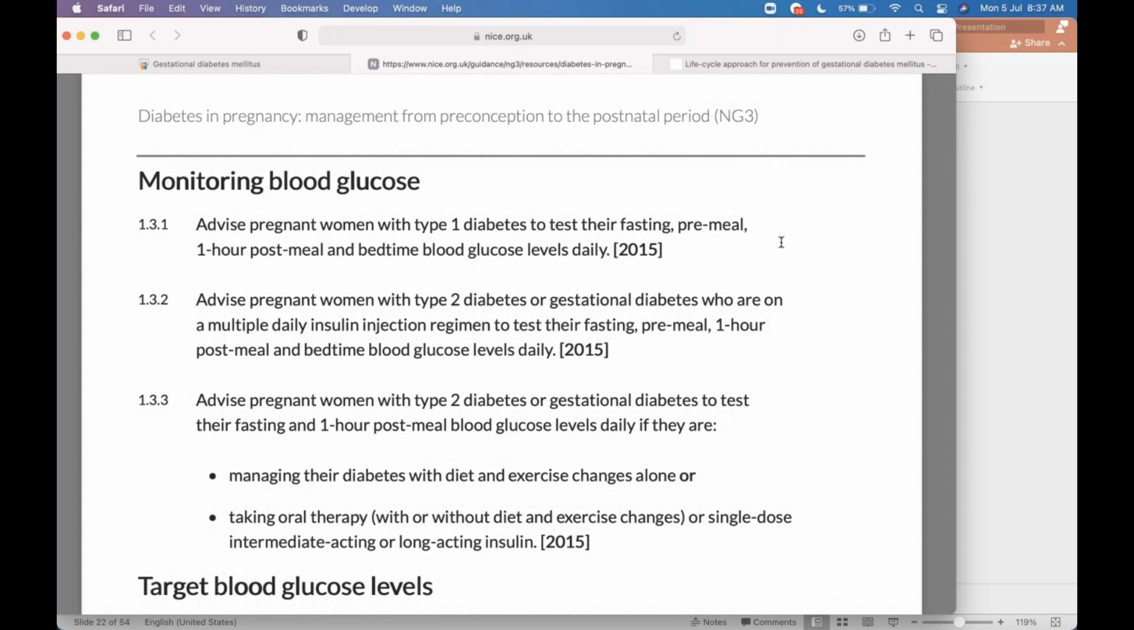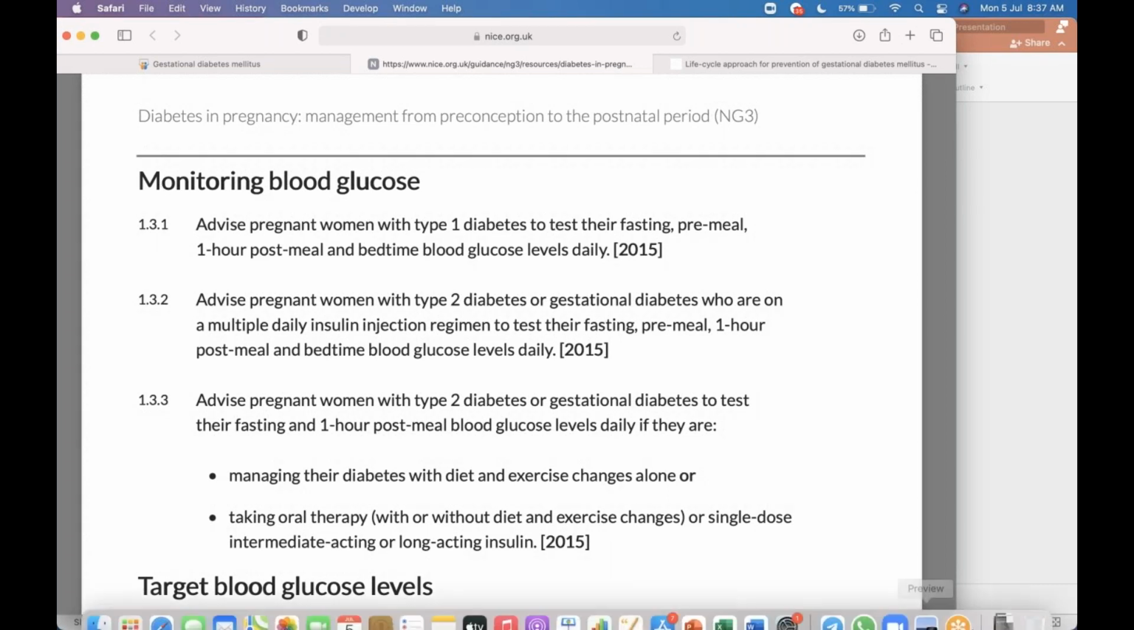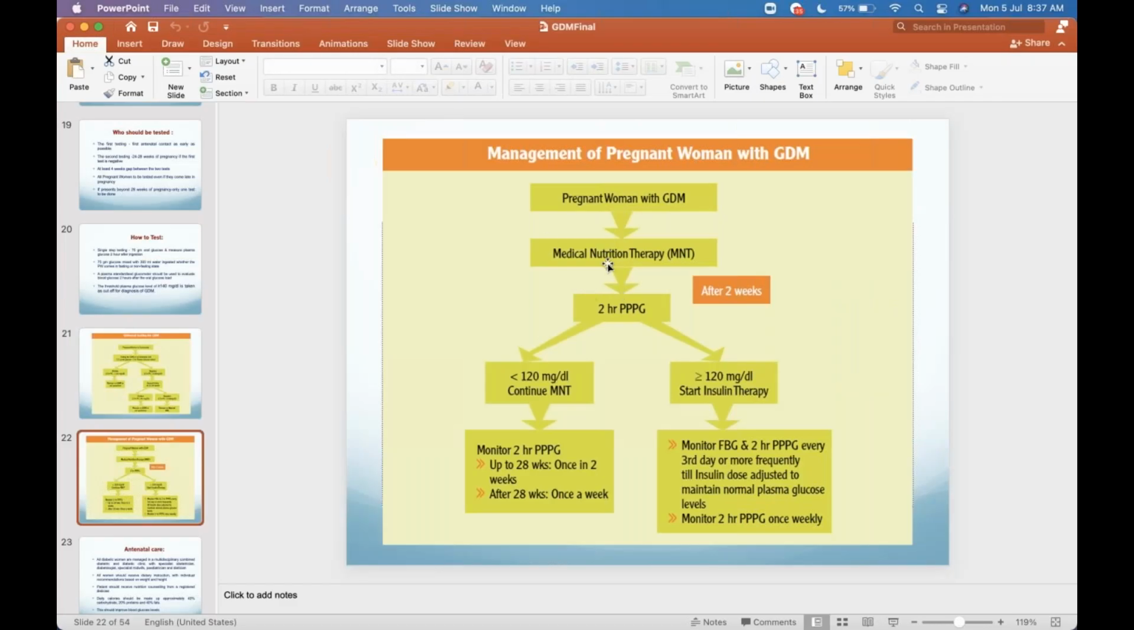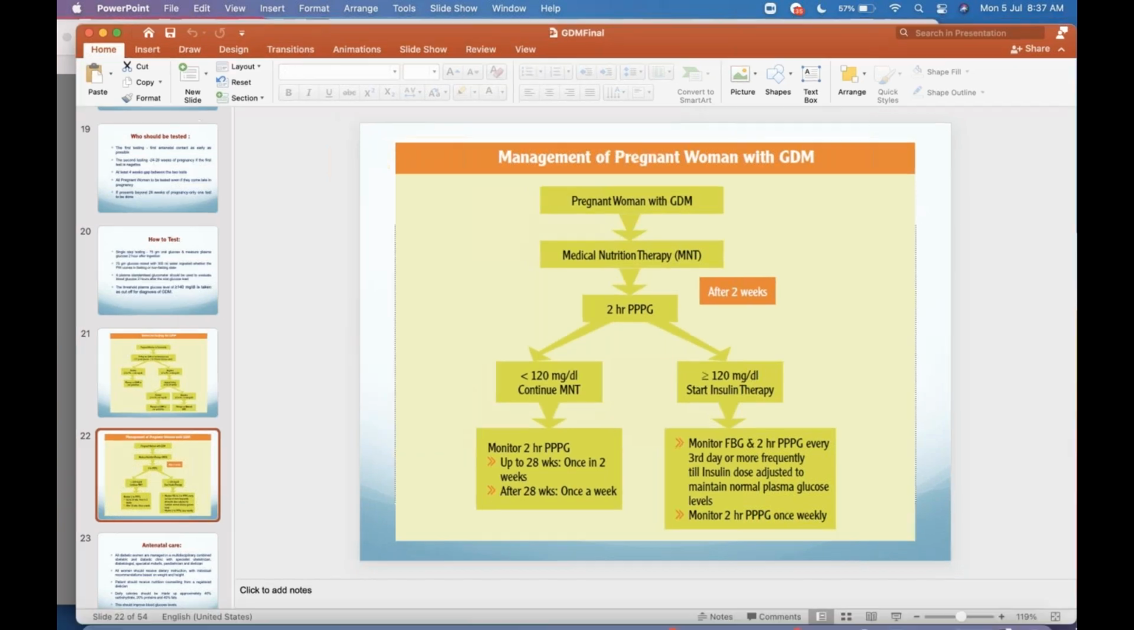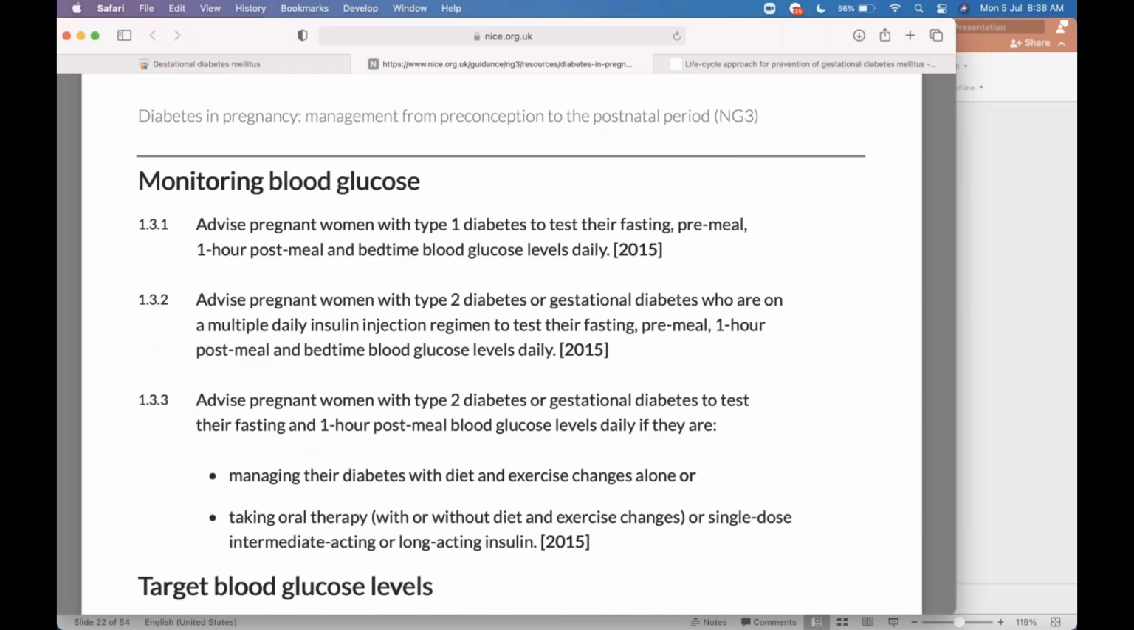Now, advise how will you monitor. We have laid out the medical nutritional therapy, and after 2 weeks we will again check her postprandial glucose levels. If medical nutritional therapy controls it, very good, we will continue with that. If she does not control, we will add on metformin. If it does not control even after metformin, or metformin is not acceptable, we can add on insulin.